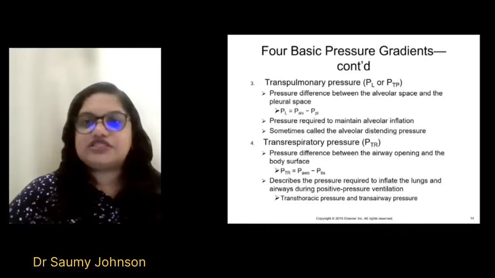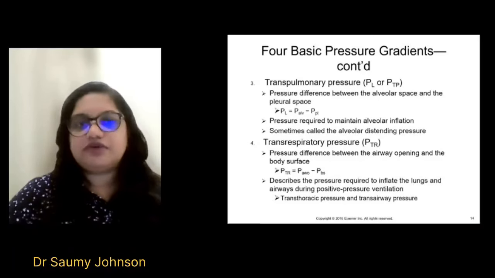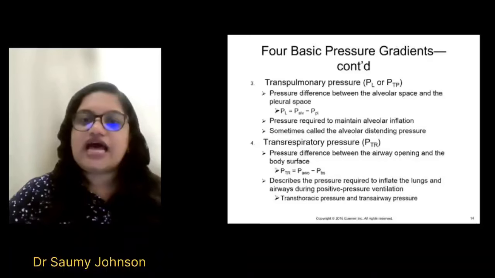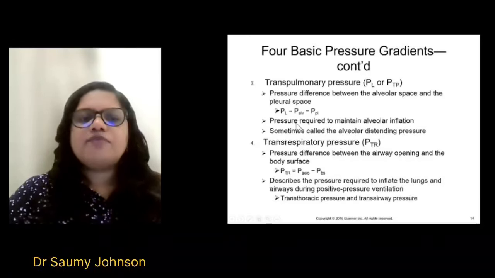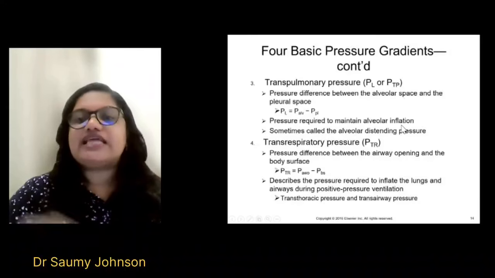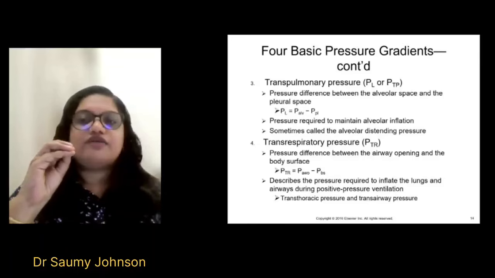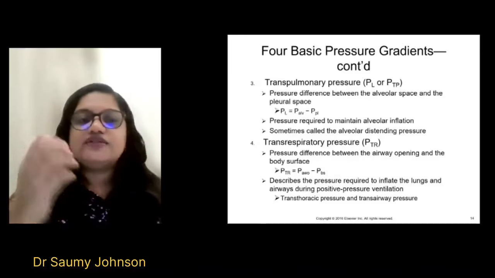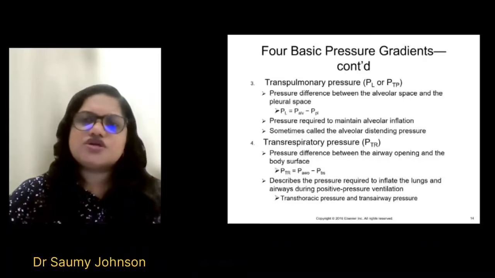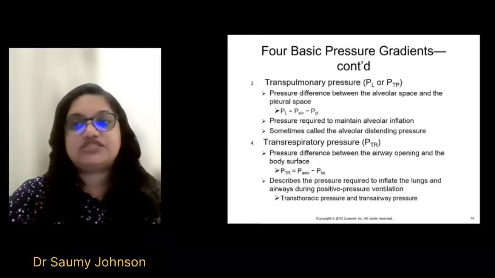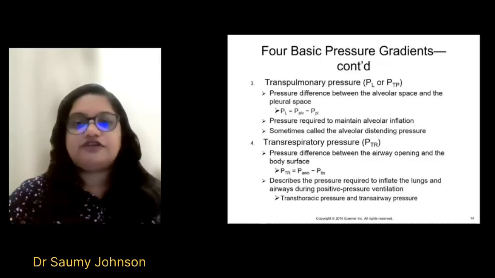The third pressure gradient is transpulmonary pressure, PL or PTP, the pressure difference between the alveolar space and the pleural space. So that is the pressure required to maintain the alveolar inflation. So when we talk about the collapse of the alveoli or inflation of the alveoli, this is what we are talking about, the transpulmonary pressure. This is also called the alveolar distending pressure because this is the pressure that maintains the alveolar inflation.